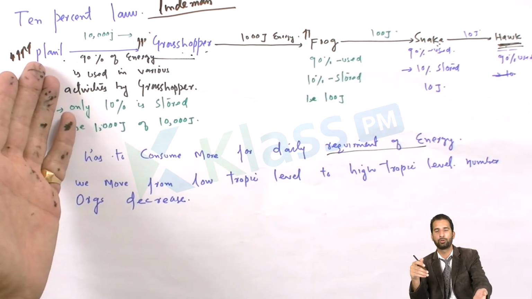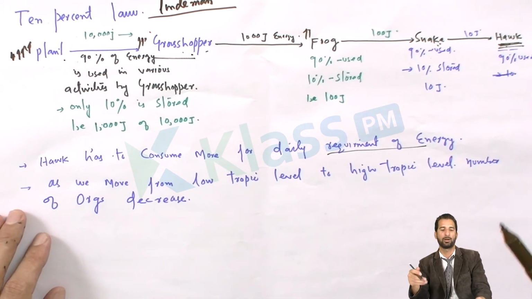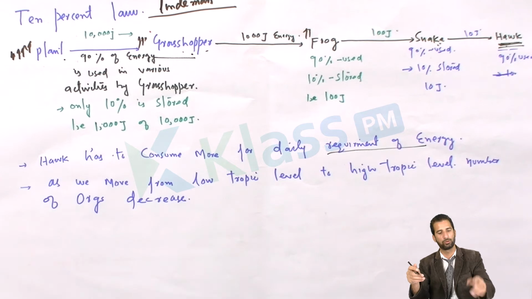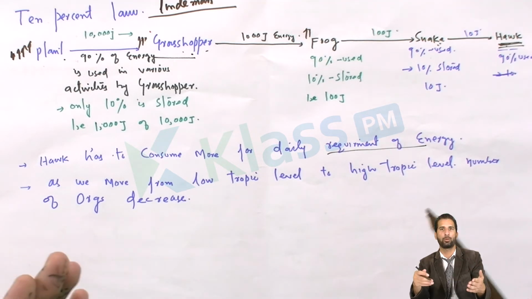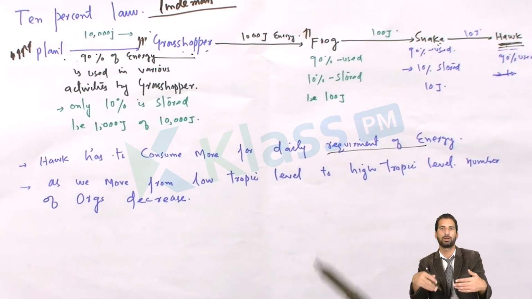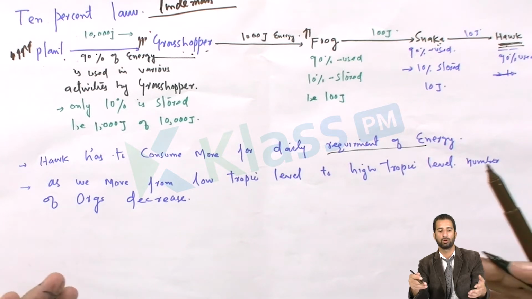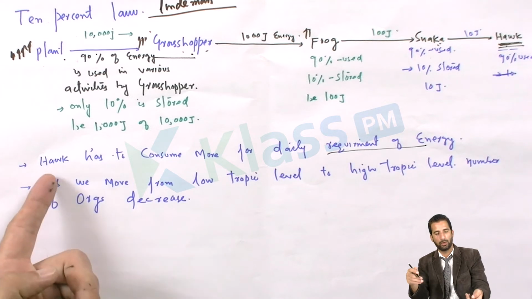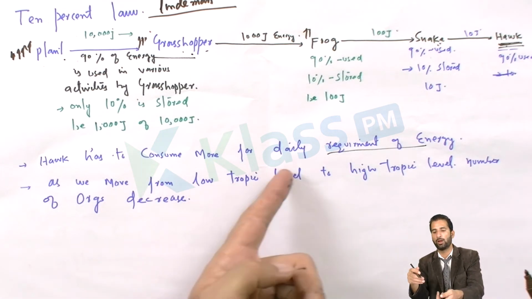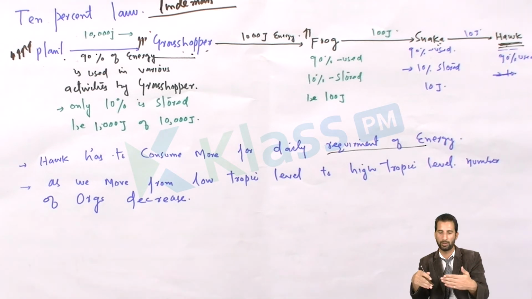If we see the plants, autotroph plants are very, very high in number compared to the grasshopper, because the grasshopper consumes these plants, and in order to fulfill its energy needs, the grasshopper eats many grasses, many plants, in order to get more and more energy. Similarly, as the hawk has to consume more for its daily energy requirement, the number of snakes must be very high compared to the hawk in the environment.